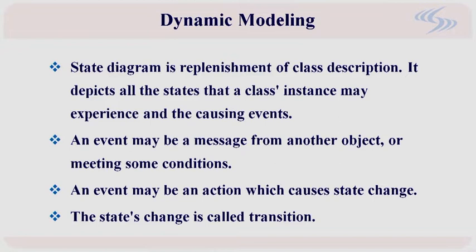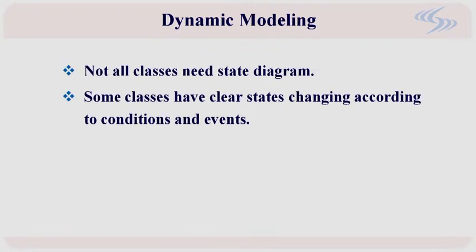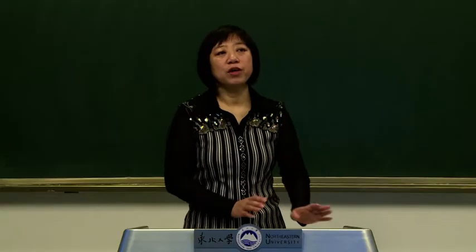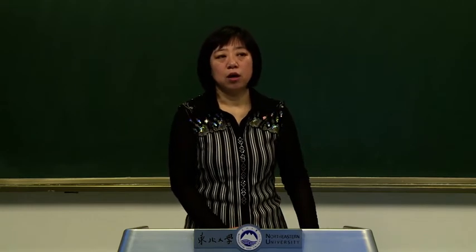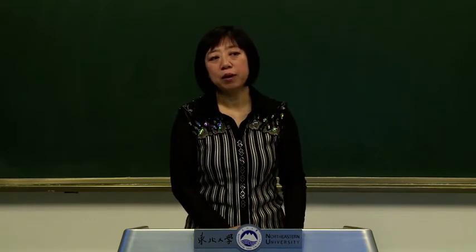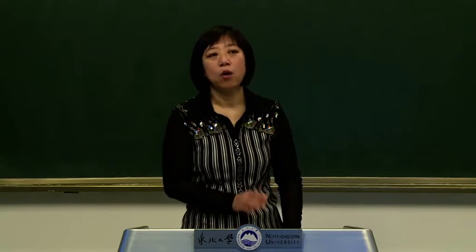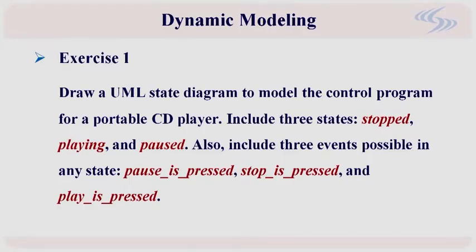An event may be a message from another object or meeting some conditions. And an event may be an action which causes a state change. The state change is called transition. Well, not all classes need a state diagram. Some classes have clear state changing according to conditions and events. So, during the phase of dynamic modeling, we should achieve the state diagrams for such kind of classes who have clear state changing.